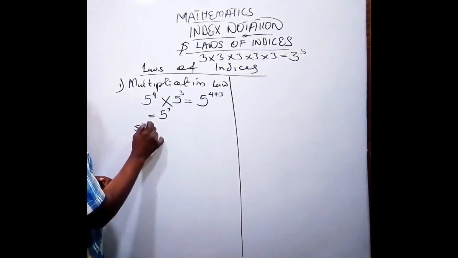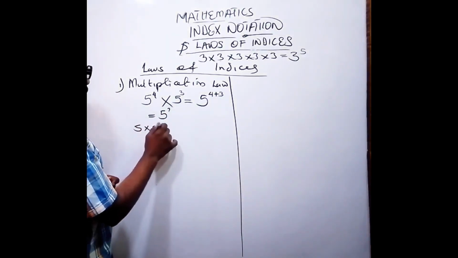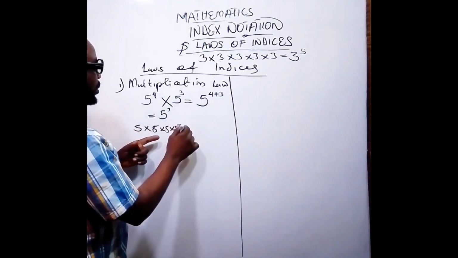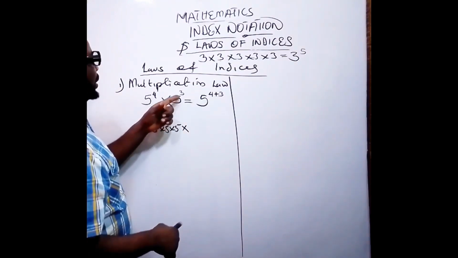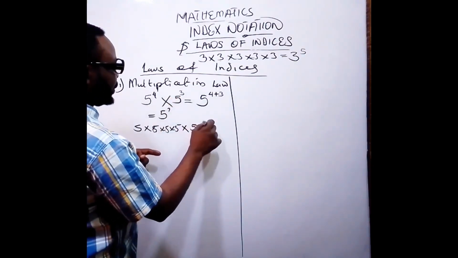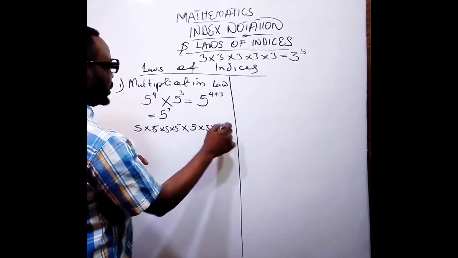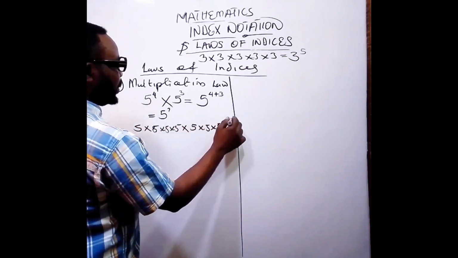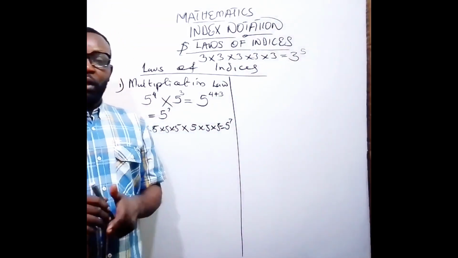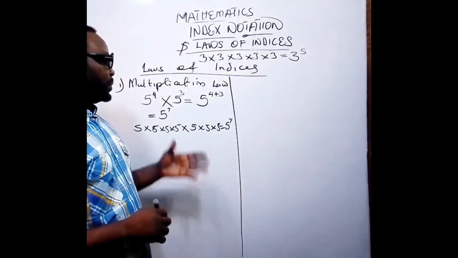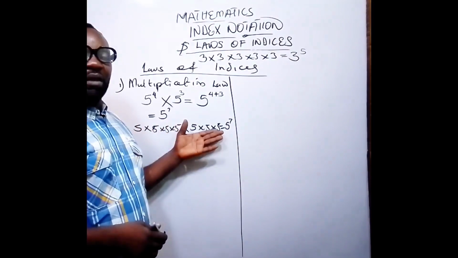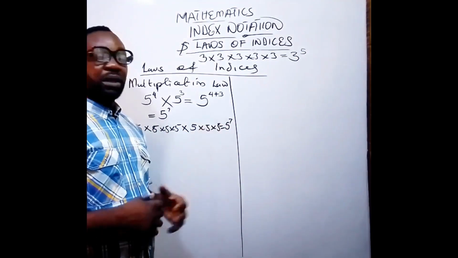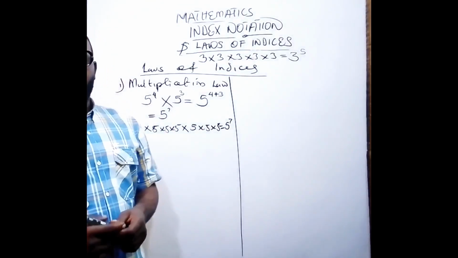Let's do the checking of this one now. We have 5 raised to the power 4 equal to 5 times 5 times 5 times 5. That was how many times? 1, 2, 3, 4. Multiplied by 5 raised to the power 3, which is 5 times 5 times 5. So this will be equal to 1, 2, 3, 4, 5, 6, 7, 5 raised to the power of 7. That is why we employ this index notation. Instead of continuing to write it several times like this, we just write 5 raised to the power 7.